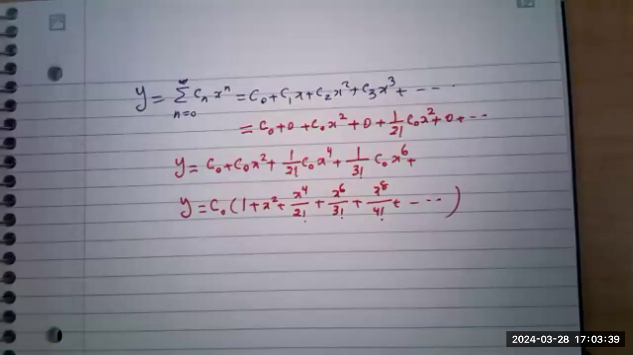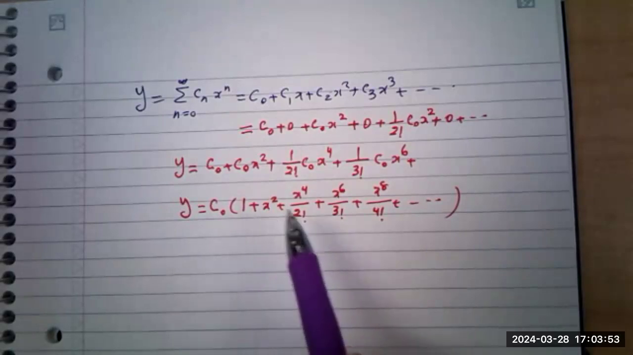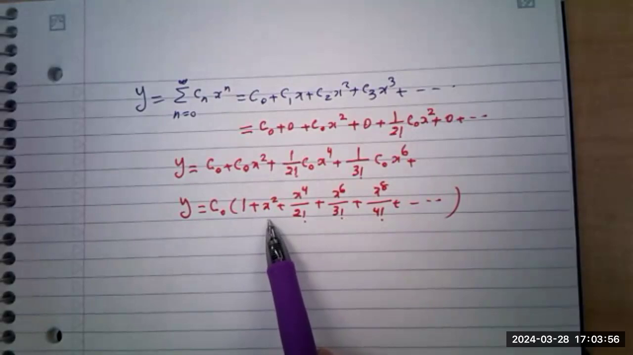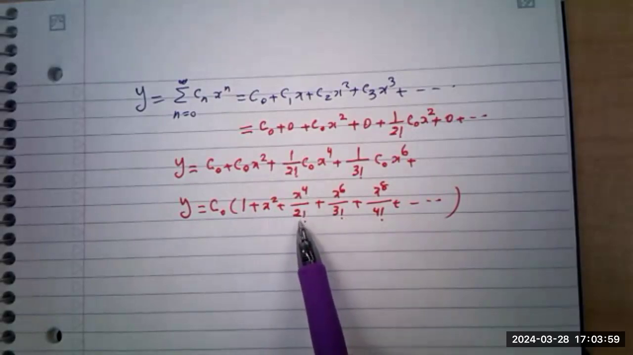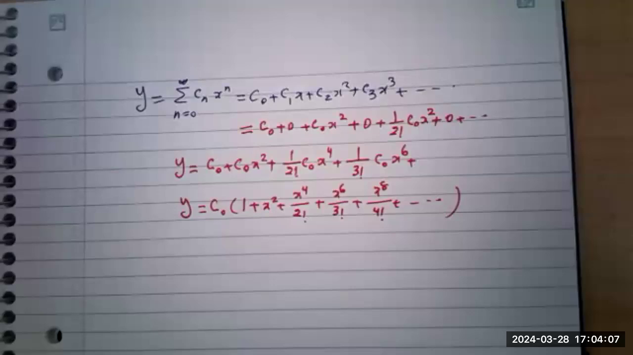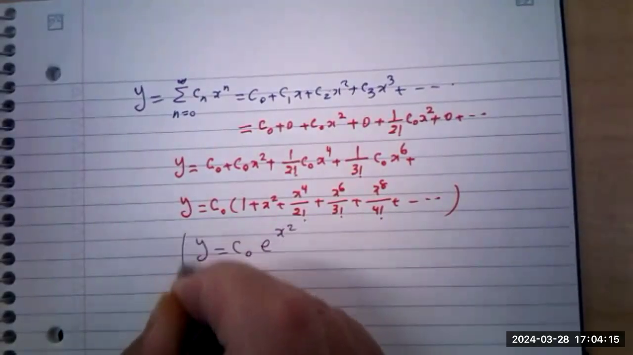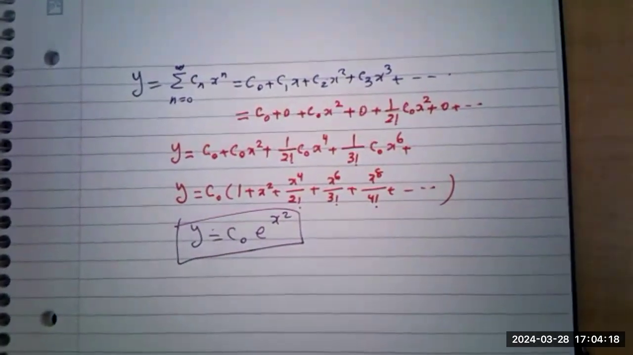Sine. No, it's exponential. It must be exponential, but exponent of what? You see, if you call x squared equal to t, for example, this would be 1 plus t plus t squared over 2 factorial, t cubed over 3 factorial, etc. It would be e to the t. But if you take the t, it will be x squared. So it's e to the x squared. This is going to be equal to C0 e to the x squared, the solution of the equation.